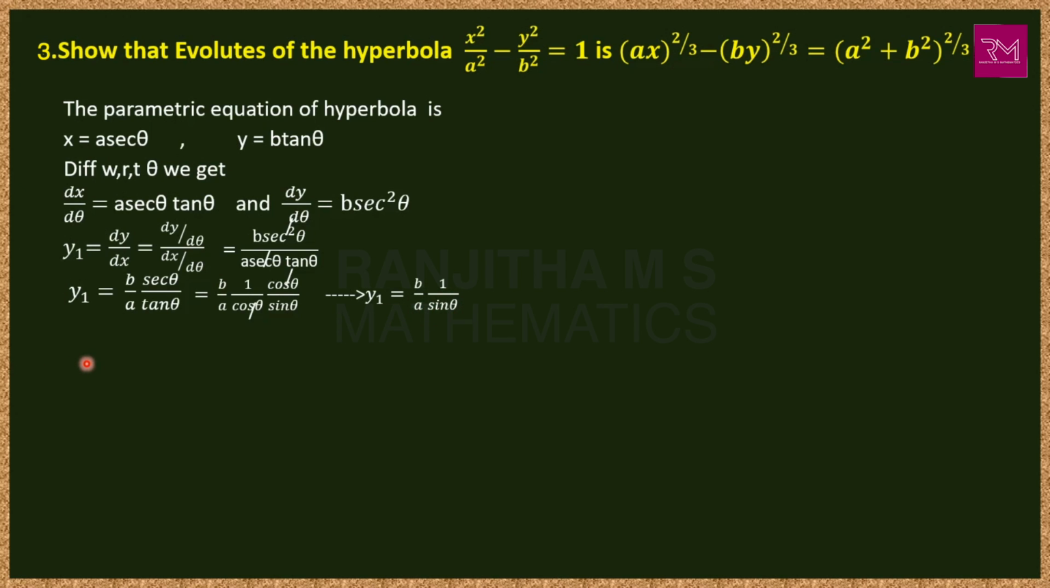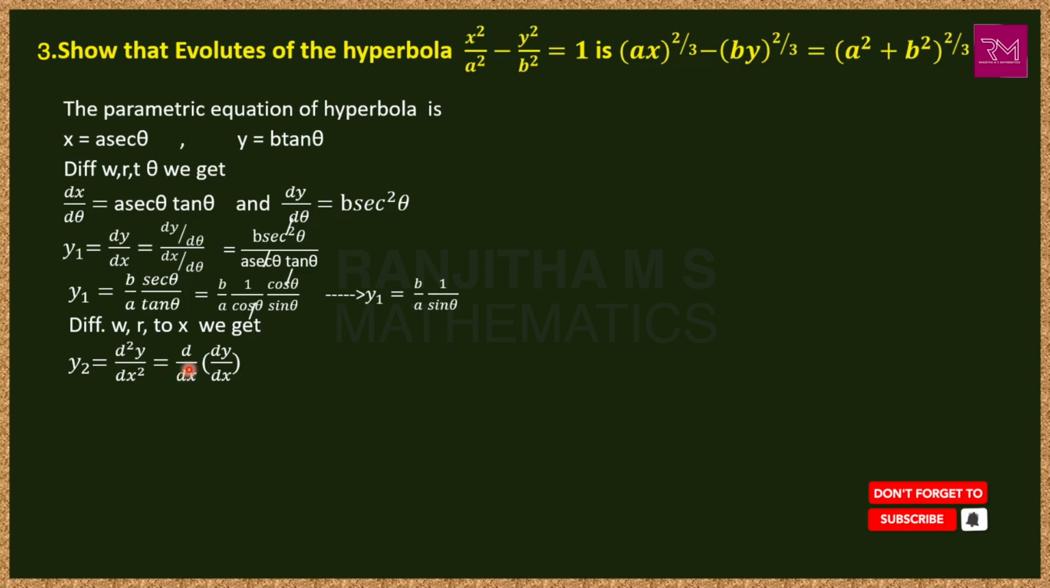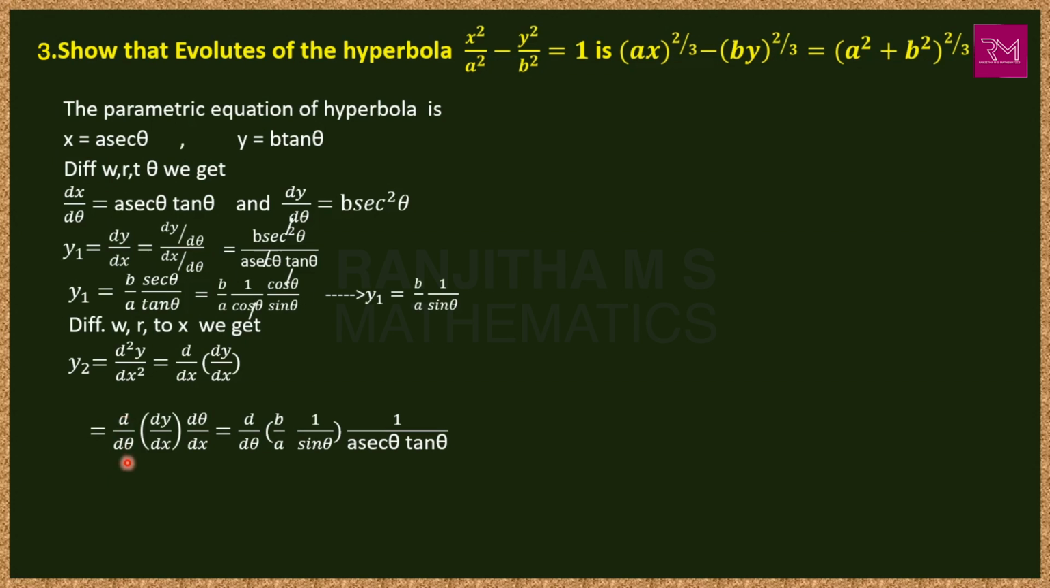After finding y1, what's the next step? We have to differentiate with respect to x. We get y2 value as y2 is nothing but d square y by dx square. Now we can split d square y by dx as d by dx of dy by dx. Also we have to split d by dx as d by d theta of dy by dx into d theta by dx. If we cancel d theta, the remaining will be d by dx only.